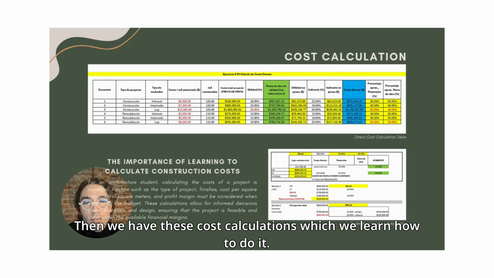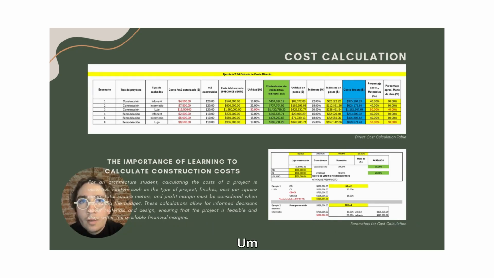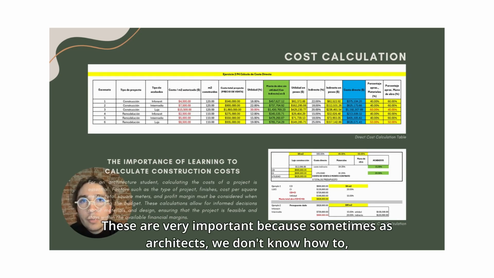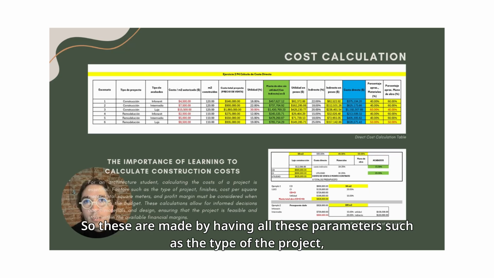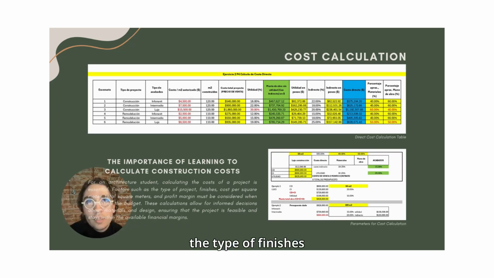Then we have these cost calculations, which we learned how to do. These are very important because sometimes as architects we don't know how to charge our client. So these are made by having all these parameters such as the type of the project, the type of finishes, the square meters, and the utility we want to profit.